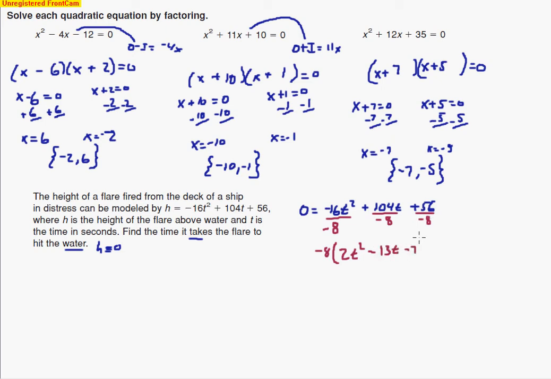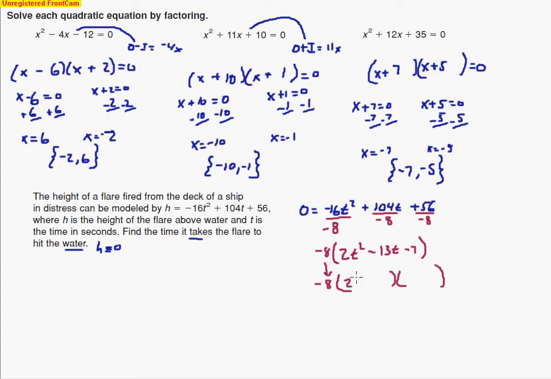So on your problem, always look to see if you can take out a common factor. It'll make the factoring much easier at the end. Well, from this point, now we need to factor this trinomial. So I'll just bring this negative 8 down. It doesn't really affect the problem at all. All it does is affect the graph, not the solutions, not the x-intercepts.